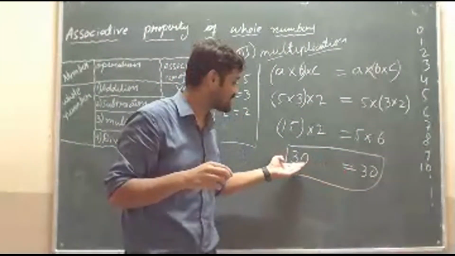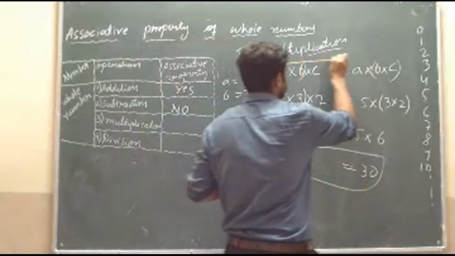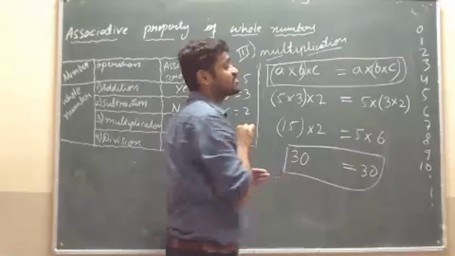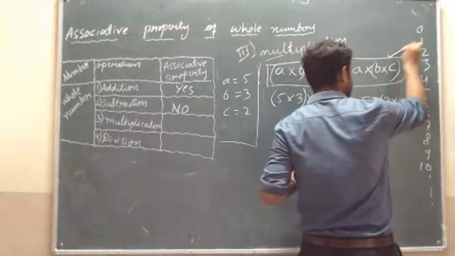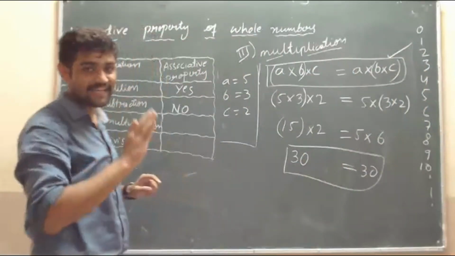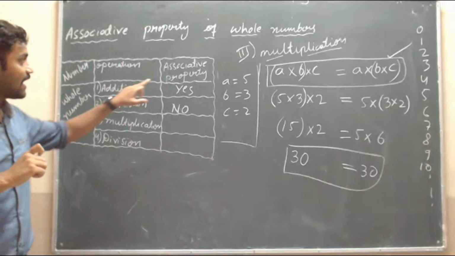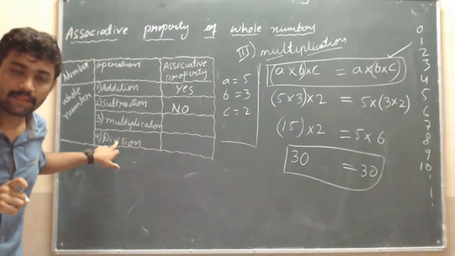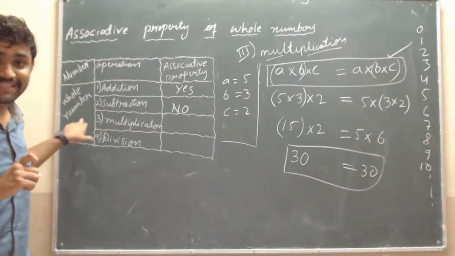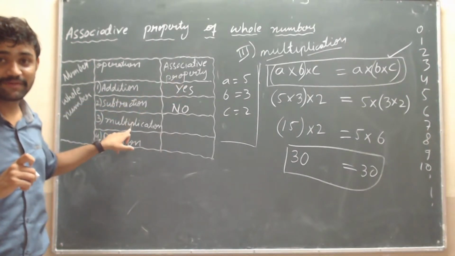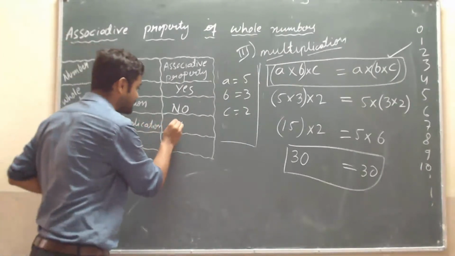Simply we can say that plus 30 is equal to plus 30. And also we can say that this equation for whole numbers is also equal. Then we can say in standard language that whole numbers are associative under multiplication. That is the algebraic rule.